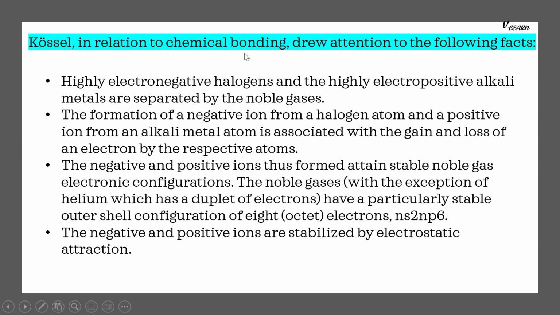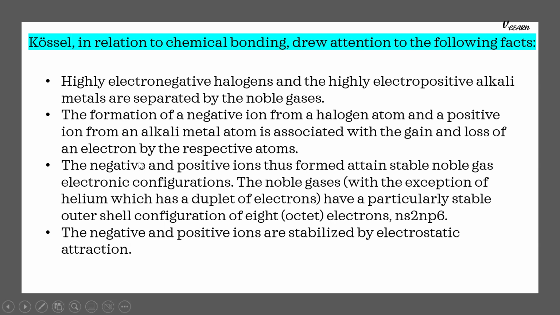Next, in relation to chemical bonding, Kossel drew attention to the following facts. Highly electronegative halogens and highly electropositive alkali metals are separated by the noble gas. The formation of a negative ion from a halogen atom and a positive ion from an alkali metal atom is associated with the gain and the loss of an electron by the respective atoms. The negative and positive ions thus formed attain stable noble gas electronic configuration. The noble gases, with the exception of helium, which has a doublet of electrons, have a particularly stable outer shell configuration of 8 octet electrons, that is ns2 np6. The negative and positive ions are stabilized by electrostatic attraction.